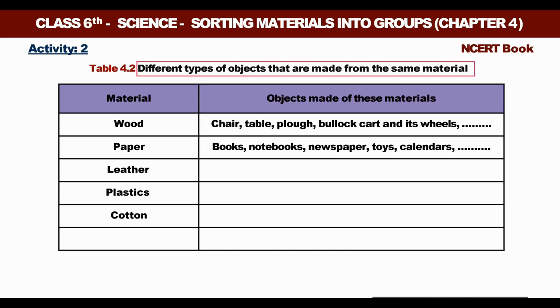So here the materials are wood, paper, leather, plastics, cotton. And आपको उसके accordingly categorize करना है, grouping. And here are the objects made up of these materials. So wood: wood related objects, if you see, the chair is made up of wood. Table made up of wood.